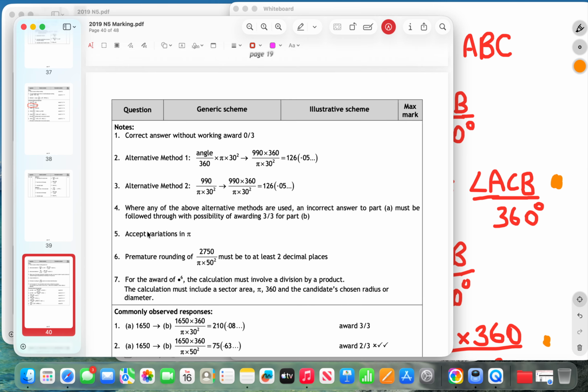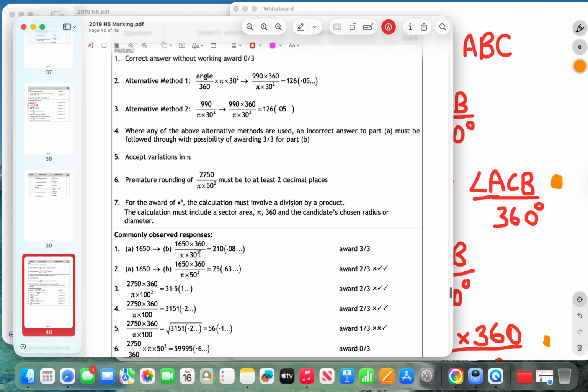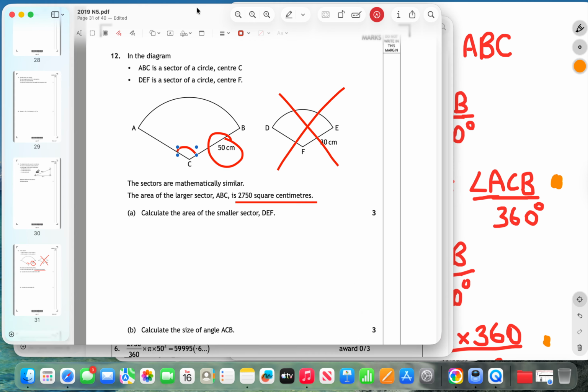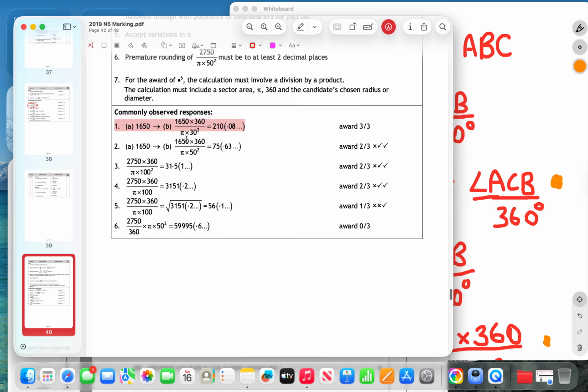And a few mistakes people made: if you showed no working, you would get no marks, because this question is an easy question to get the right answer using the wrong method. So to avoid that happening, you have to show exactly what you're doing. As we see, many people in this case, number 1 in the COR, substituted 30 instead of 50 as the radius. 30 is the radius of DEF, not ABC.